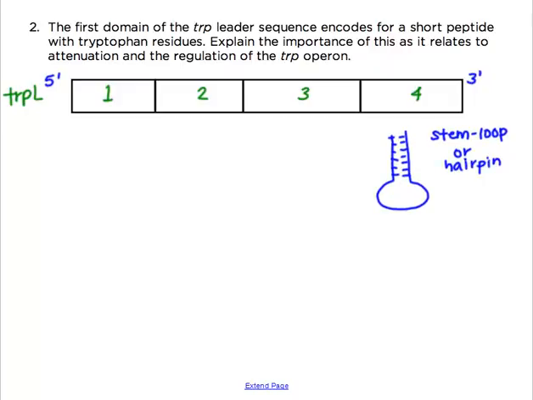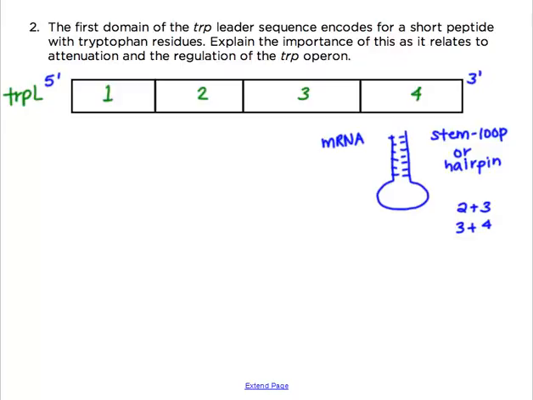Now this secondary structure, remember this is forming from the mRNA, and it can form between either regions 2 and 3 or between regions 3 and 4. And how much tryptophan is actually in the cell is going to determine which of these pairs are going to stem loop together. So how does the cell do this? How does it know which regions to go together?